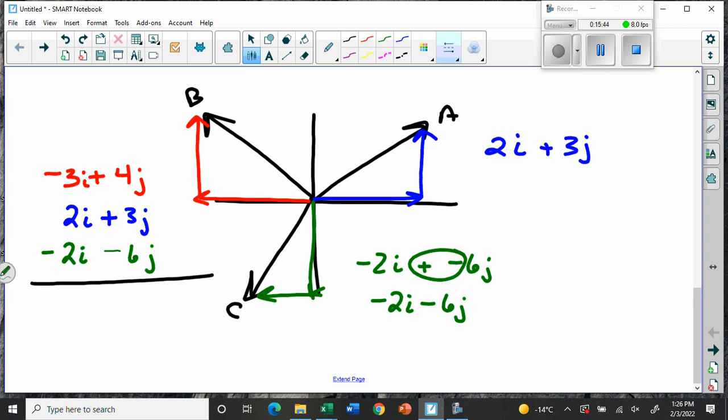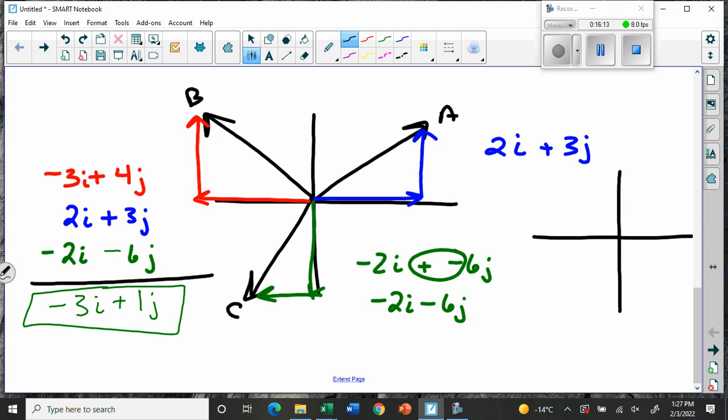Well, what I have here is 4 plus 3 minus 6, which is 1. So I end up with just 1j left over. And then over here I have a negative 3 and a 2 and a minus 2. Well, that's a minus 3i. And so this represents the vector that I would have as the overall sum. I could get that vector by drawing my graph again and going negative 3 on the x and up 1 on the y. So this is the overall net force.